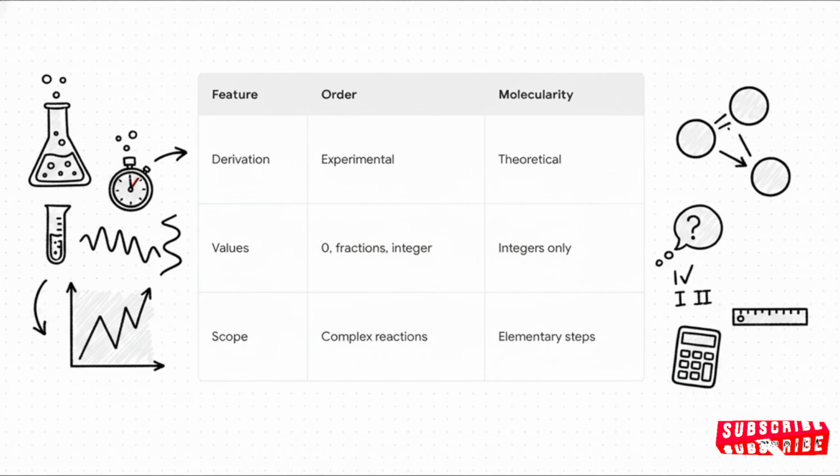Molecularity, on the other hand, is completely theoretical. It is simply the number of colliding species in one single isolated elementary step of a reaction. And since you obviously can't have half of a molecule crashing into something, molecularity can only ever be whole integer values like 1, 2, or 3.